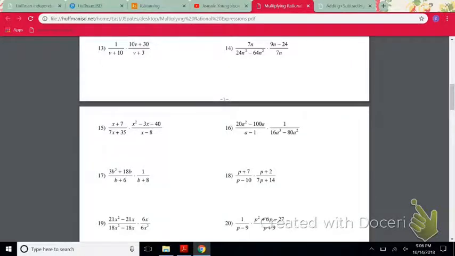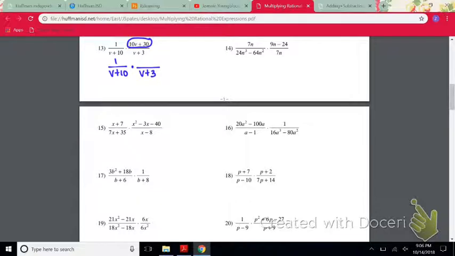Okay, so that should get you through number 12. And then at 13, it starts where we're going to have to actually start factoring pieces out. So the first thing you do is you're going to factor, and I can see that this numerator right here needs a factor. So we're not going to do anything to the 1 over the v plus 10 times, and then we're not going to do anything to that v plus 3.